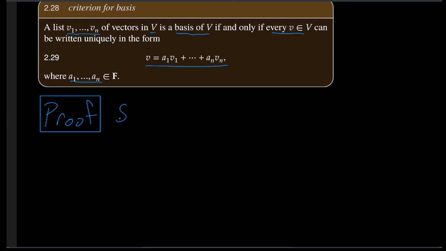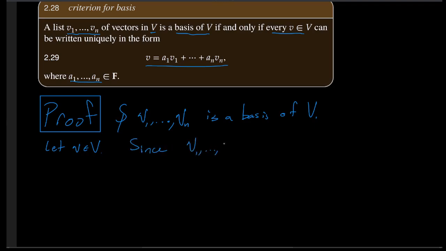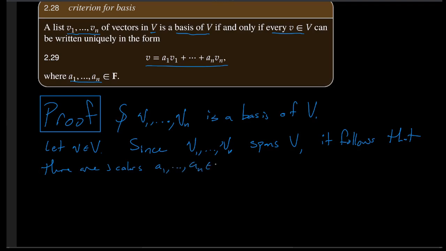So here is the idea. In the forward direction, let's suppose that v1 through vn is a basis of V. Okay. Let v be a vector in V. So since v1 through vn spans V, it follows that there are scalars a1 through an in the field such that v is equal to a1 v1 plus dot dot dot all the way up to an vn. All right, cool. That's just from the definition of span. Nothing too crazy right there.